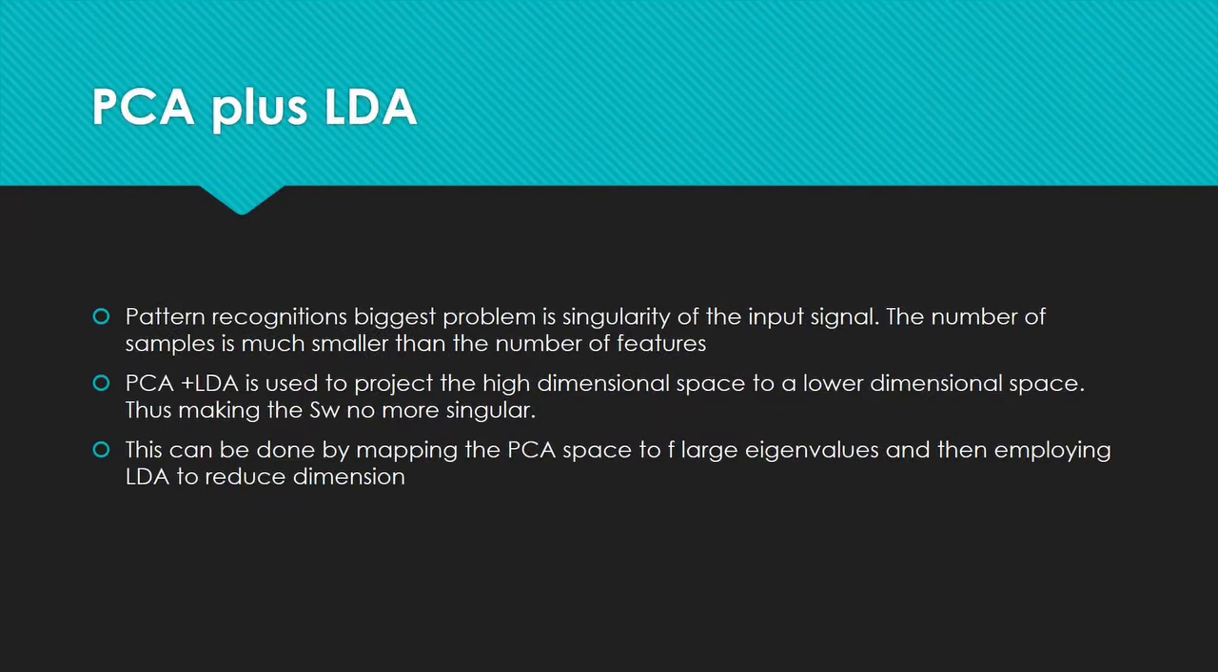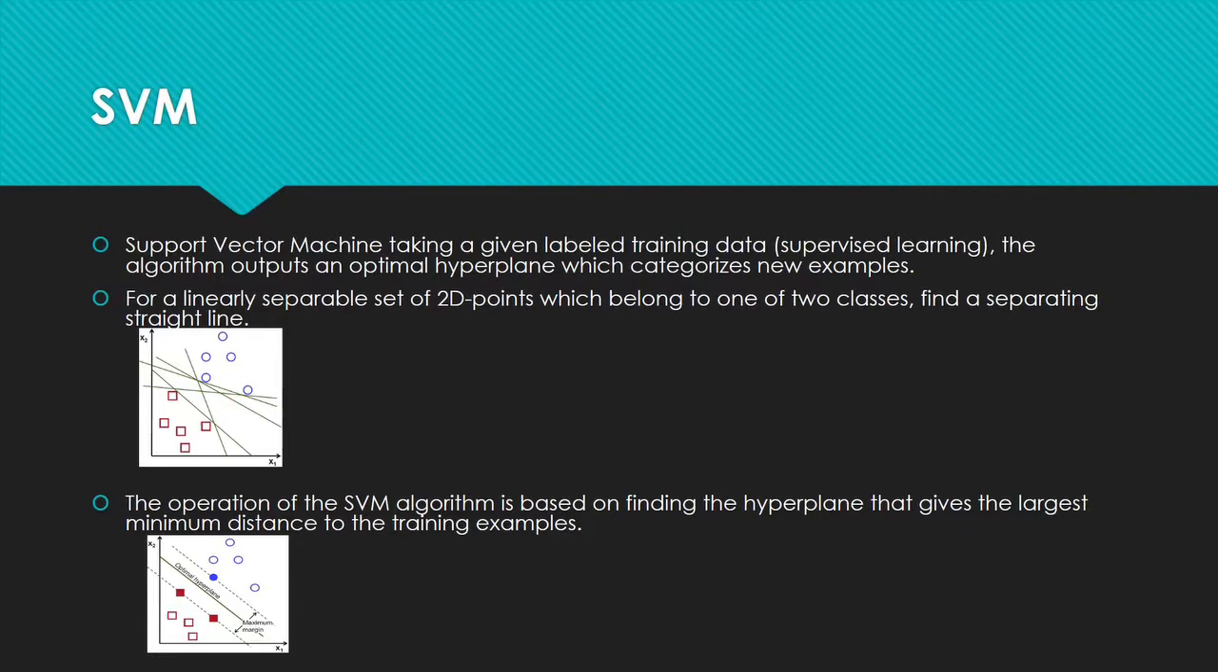Now after this we move on to PCA plus LDA. In any pattern recognition problem, the biggest problem is the singularity of the input signal: the number of samples is much smaller than the number of features. This is a big problem for pattern recognition. So PCA plus LDA steps in here. It converts our high dimensional space to a lower dimensional space, thus making our image signal no longer singular. This can be done by mapping the PCA space of the large eigenvalues and then employing LDA to reduce the dimension.